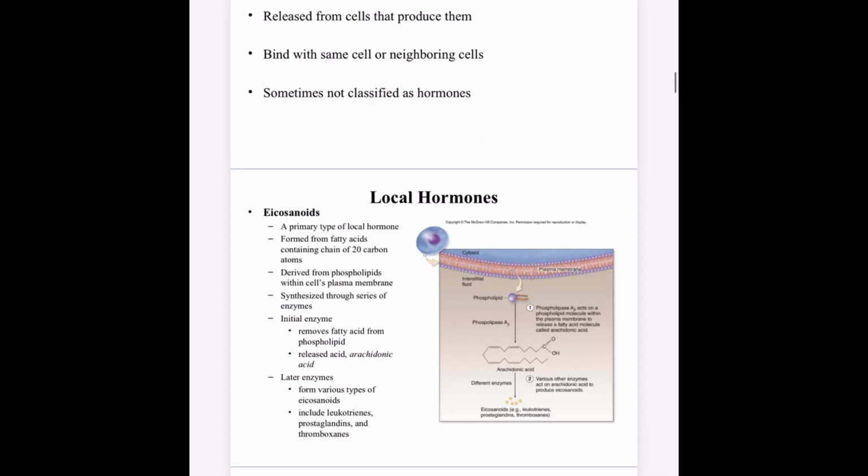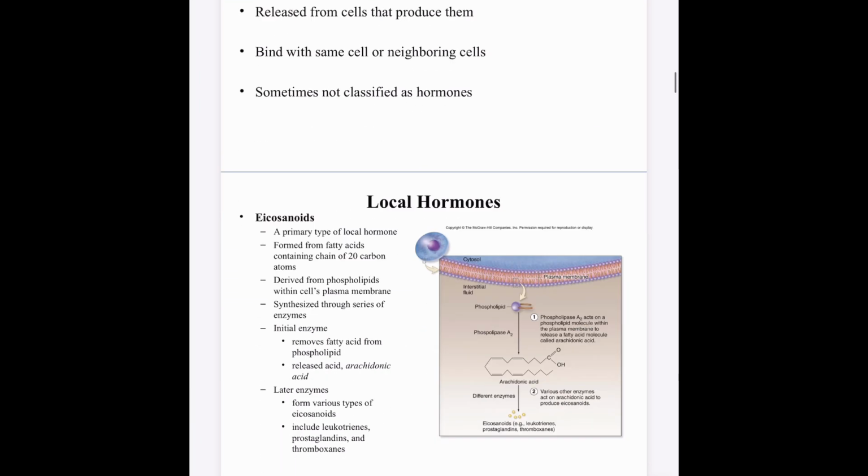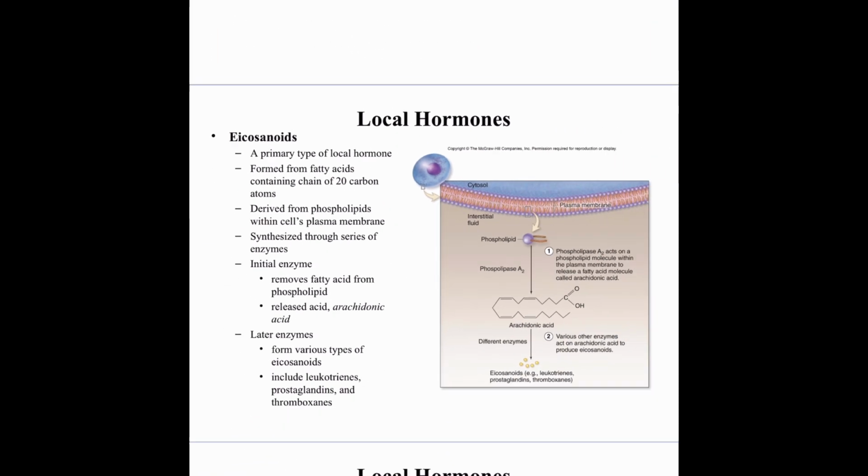These are eicosanoids. The main thing to know about these local hormones is that they can be paracrine and autocrine.